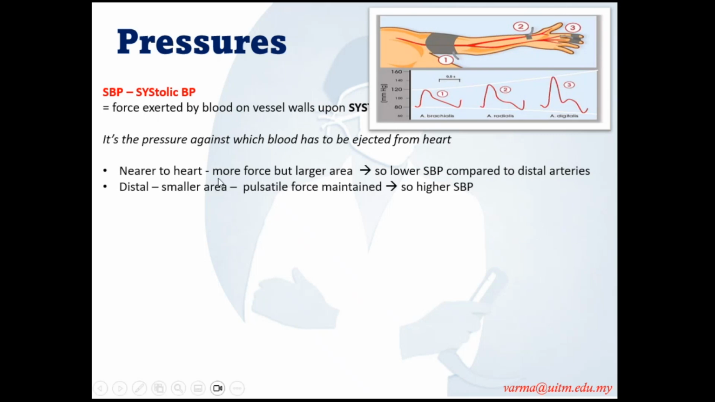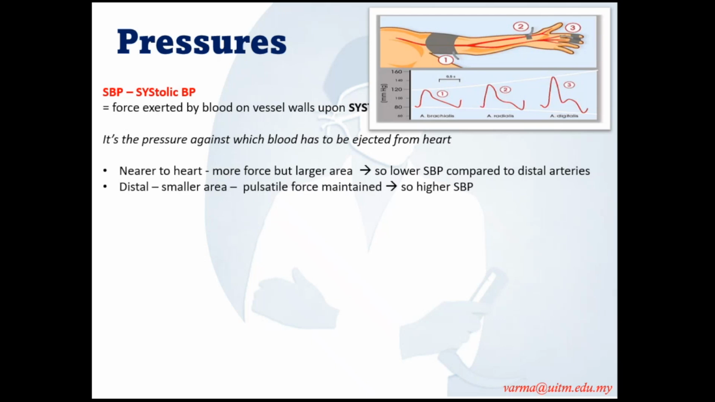So we go back to our previous equation. Pressure is equivalent to force over area. The force is bigger, but the area is also larger. So that's why the systolic blood pressure is not so high compared to distal arteries, where in the distal artery, the force is somehow maintained because of the pulsatility of our nature and also something called the Windkessel effect. I'm not going into detail about the Windkessel effect. You all can read about it. The Windkessel effect actually maintains the pulsatility of blood flow and it maintains the force.